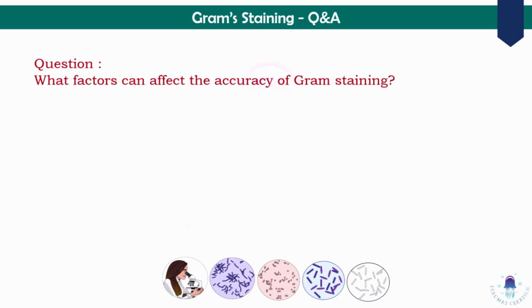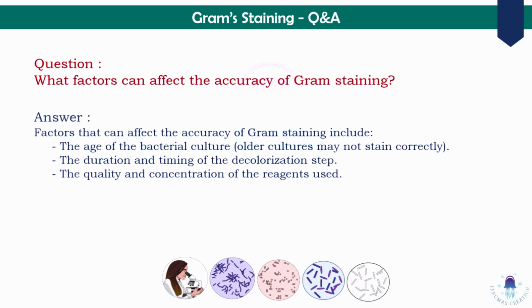Question: what factors can affect the accuracy of gram staining? Answer: factors that can affect the accuracy of gram staining include the age of the bacterial culture. Older cultures may not stain correctly. The duration and timing of the decolorization step. The quality and concentration of the reagents used.